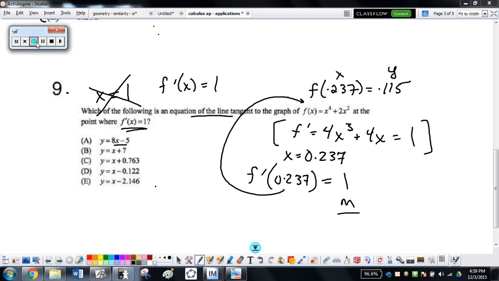Okay. Everyone good for 8, 9? Number 10.